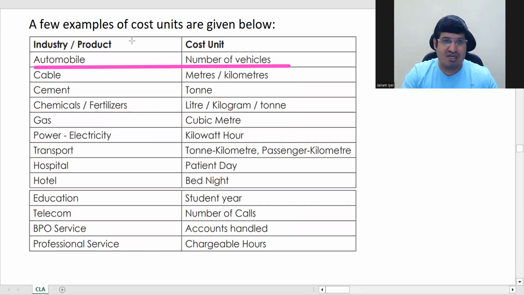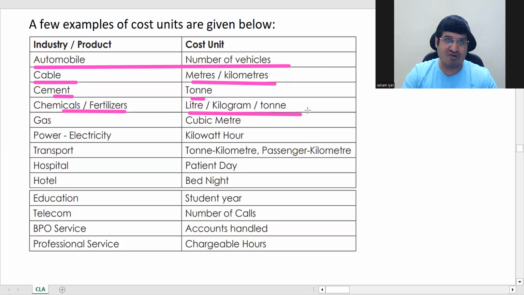Cable: the cost unit for cable, if you are selling cables, will be in meters or kilometers. Cement will be ton. Chemicals and fertilizers will be liter, kilogram or ton. So this is the cost unit which is used.